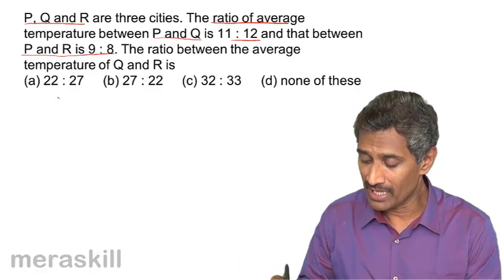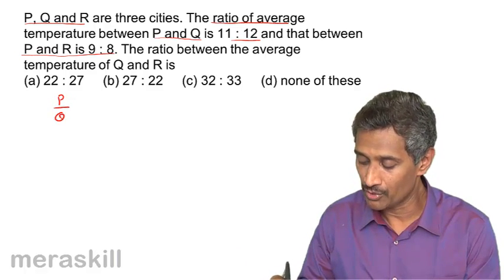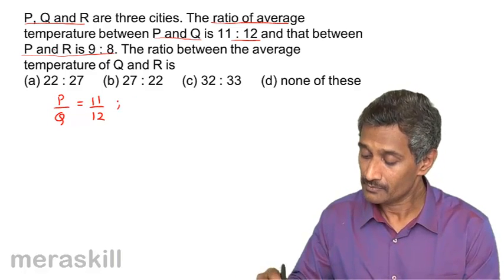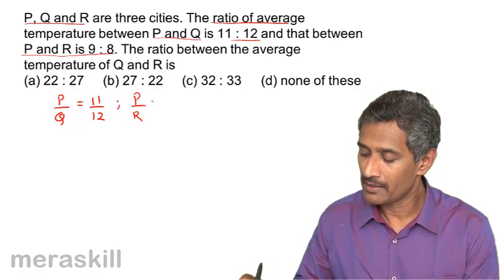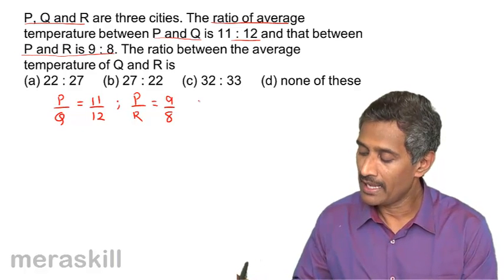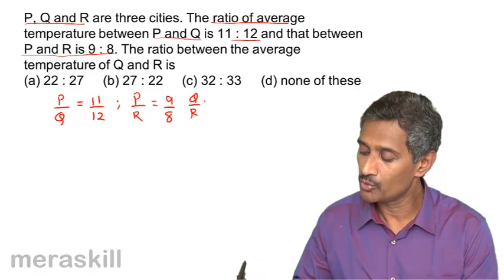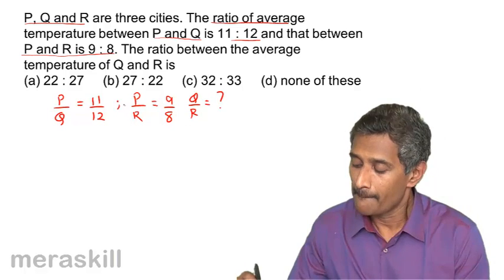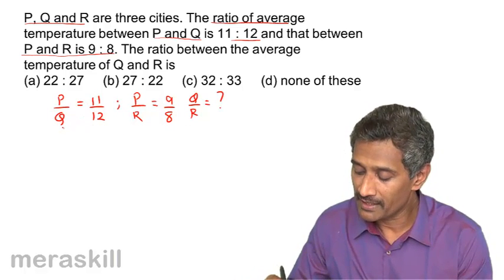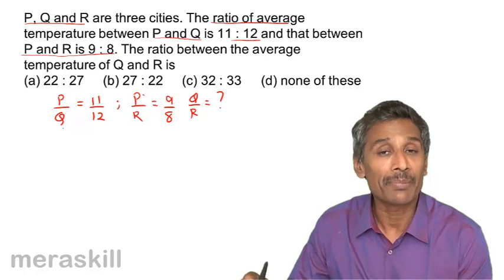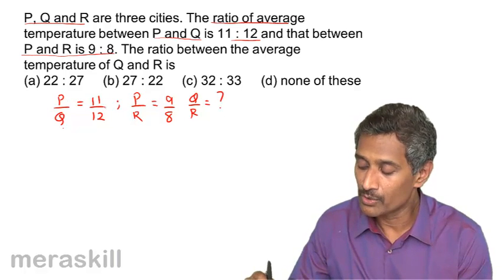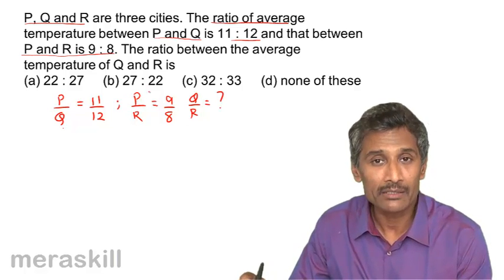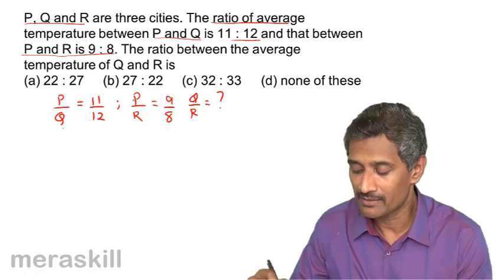Now here let's see, we have P by Q is 11 by 12 and P by R is 9 by 8, and we need to find Q by R. Now there are various ways of doing these questions, but in this particular case, since we have to find Q by R, we need to eliminate P. If we need to eliminate P, we can either multiply these 2 ratios, which is not going to eliminate P, it will make it more compounded. So we can divide these ratios.